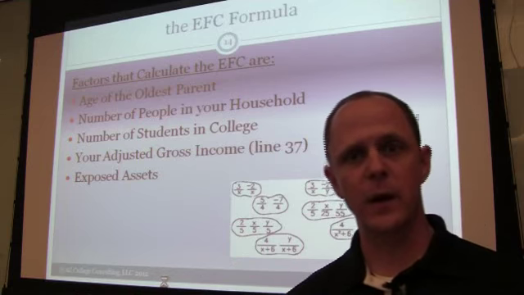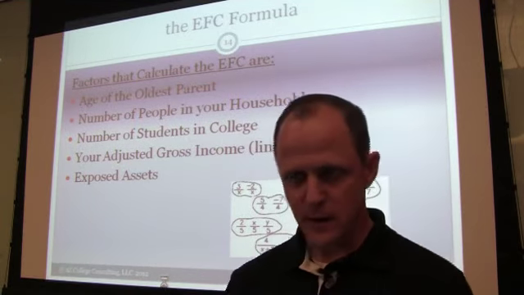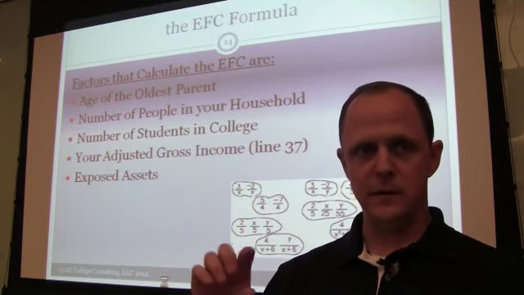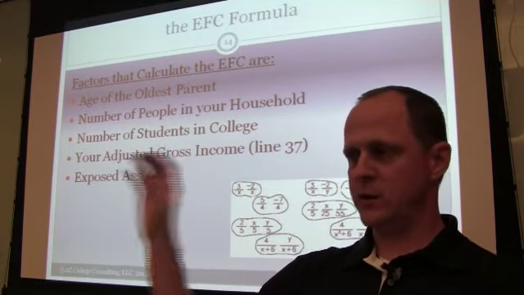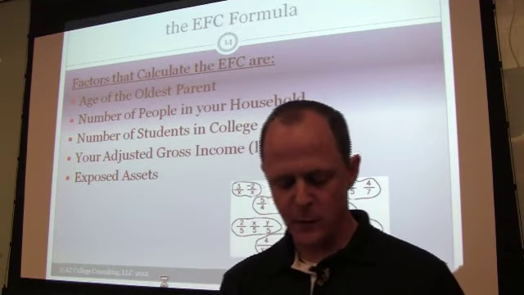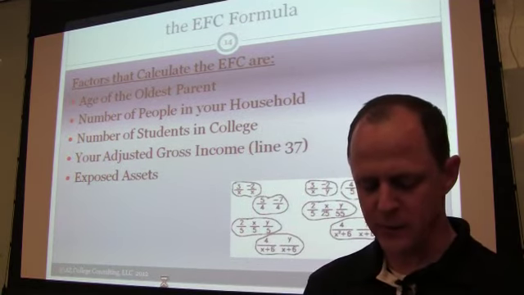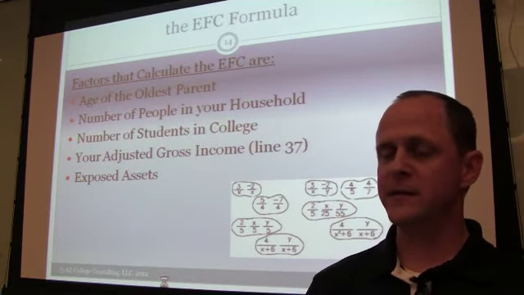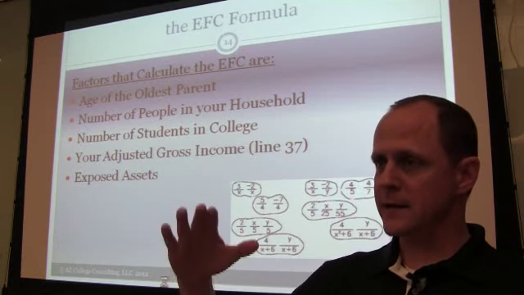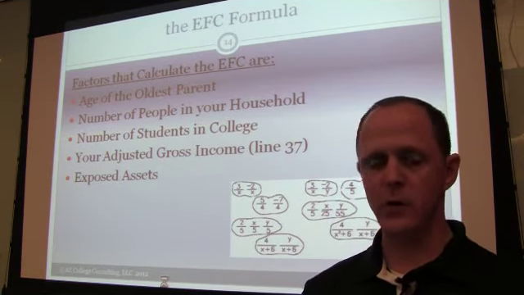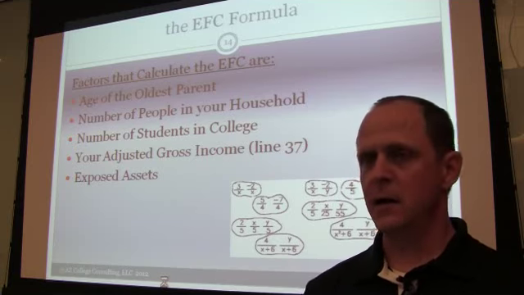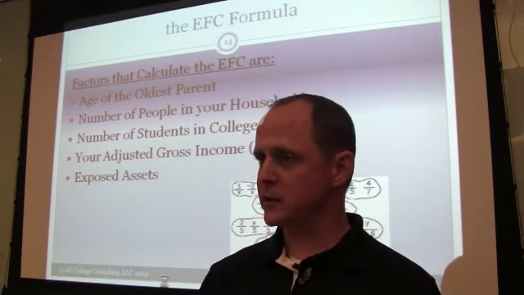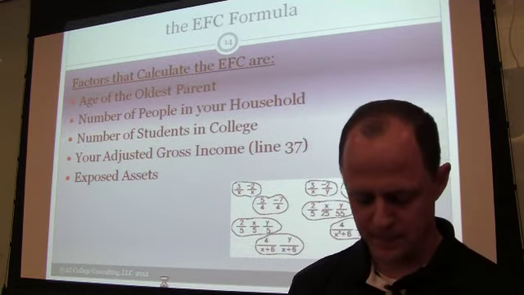In your booklet, in the back of the book, don't look at it now, but you can look at it later, and on the website, is a chart for the 2013 year that lists an age and then what your asset protection allowance is. So a 45-year-old with 2 parents in the household, their asset protection allowance is $36,200. So what that states is that if you've got less than $36,000 in exposed assets, it doesn't matter. But if you've got exposed assets above that dollar amount, then they're going to calculate that into the EFC formula.